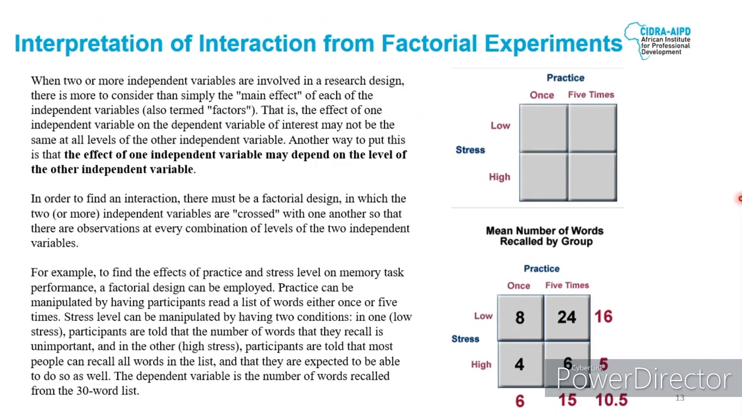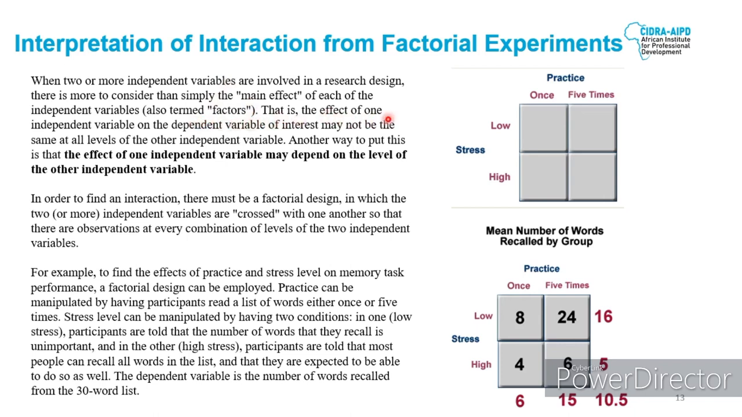Now, our final topic, interpretation of interaction from factorial experiments. So when two or more independent variables are involved in a research design, there is more to consider than simply the main effect of each of the independent variables, which are also called factors.